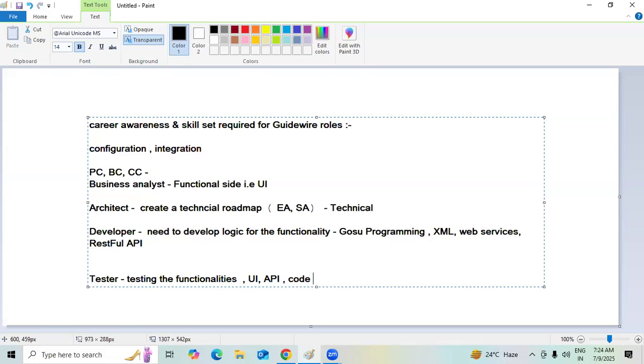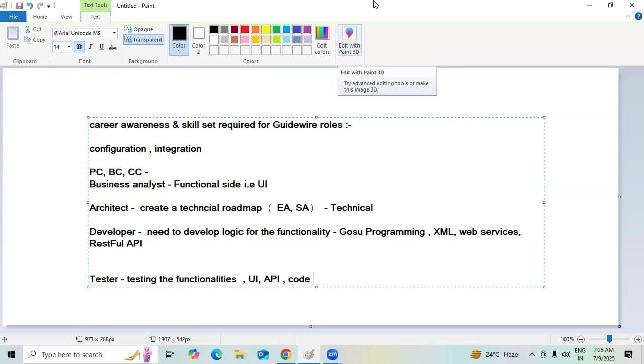So these are the four roles you see. Business analyst is majorly on the functional side, for people who have decent communication skills, who are interested in the functional side and not completely in the technical side. Then BA is preferable. Architects are people who are experienced in development. You cannot directly become an architect. You must have at least not less than 10 years of experience in Guidewire development. Then you can move on to the architect role.